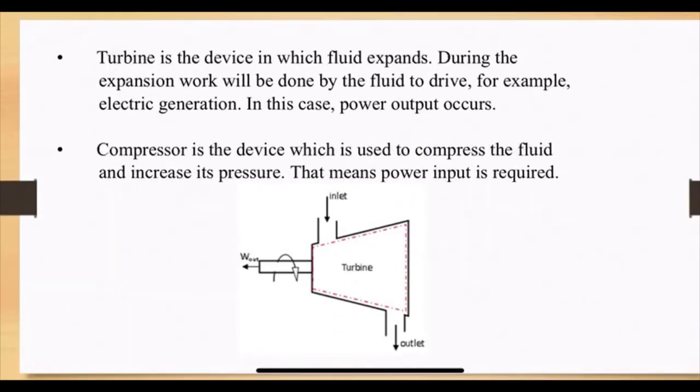So today I am going to present about turbines. A turbine is a device in which fluid expands, and during the expansion work is done by the fluid to drive, for example, an electric generator. In this case, power output occurs. A compressor is the device used to compress the fluid and increase its pressure. That means power input is required.